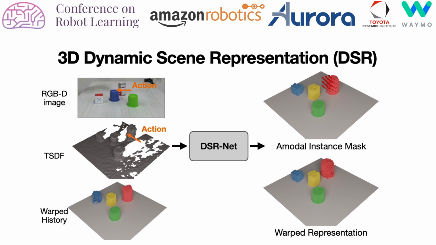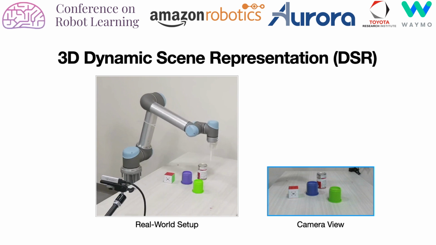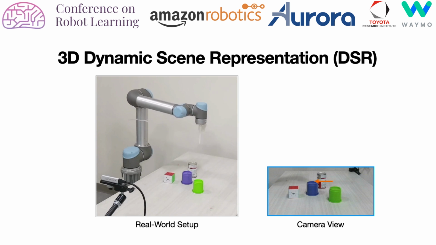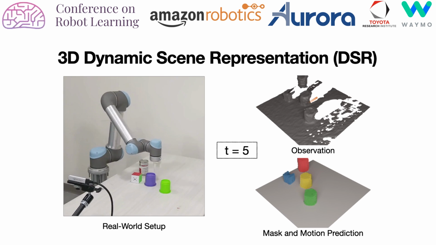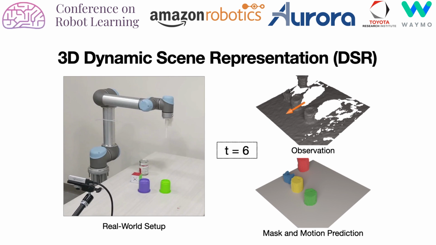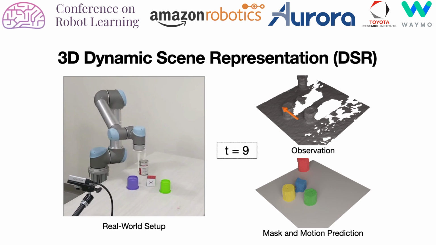Our algorithm is tested on a real robot setup, where the robot executes a random push action in each step. 10 interactions are executed in each sequence. On the right, we show our network input observation and output scene representation and motion prediction.